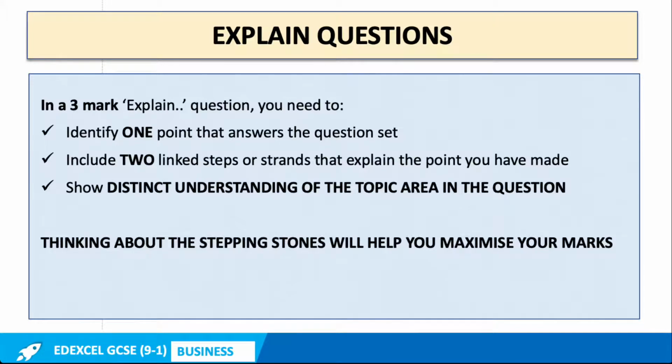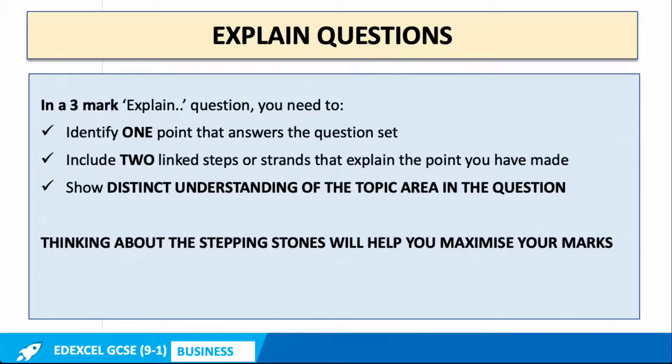It's really, really important that you show distinct understanding of the topic area in the question. So, for example, if a question asks you to explain a benefit or one benefit of flow production, and you said it will increase sales and this leads to higher profits and therefore there is more money for reinvestment back into the business, that answer would probably get 0. So even though you think, well, sales may lead on to higher profits, because there's no understanding of flow production in that response, that means it won't get any marks.